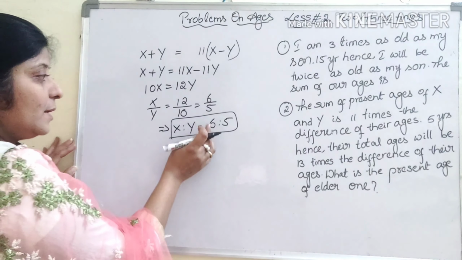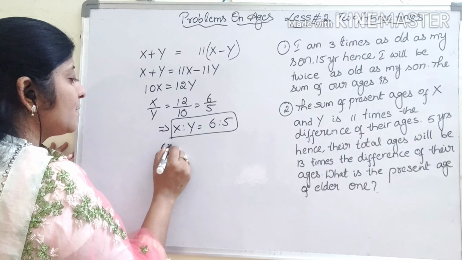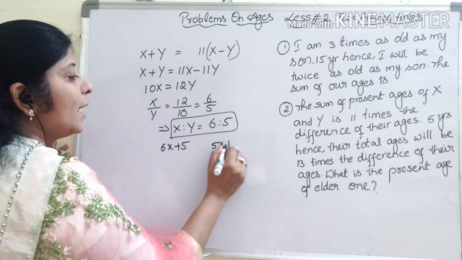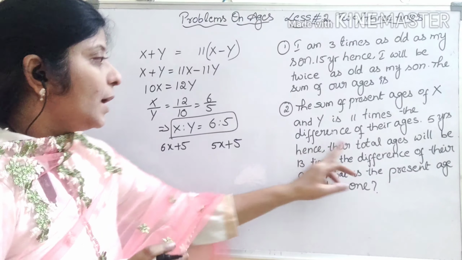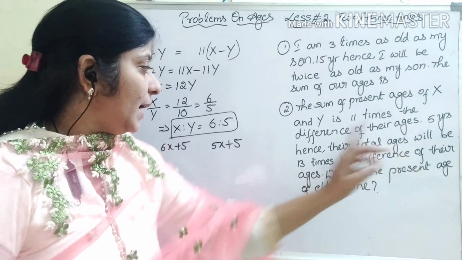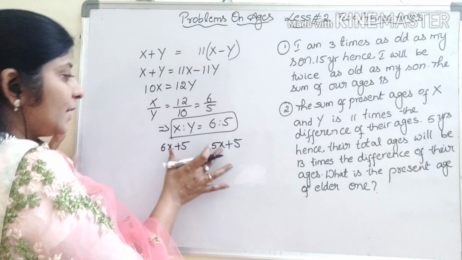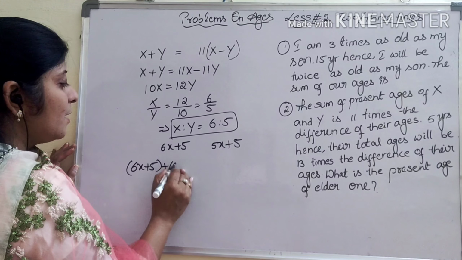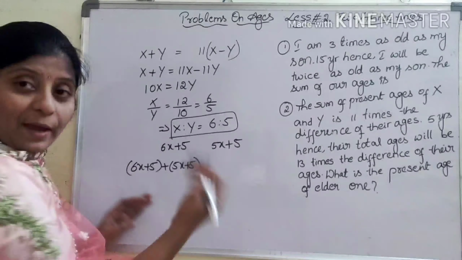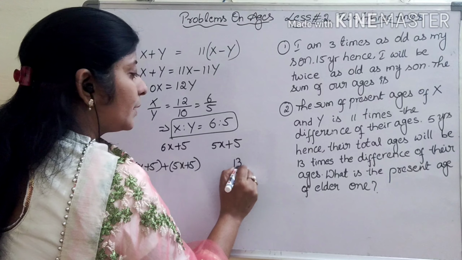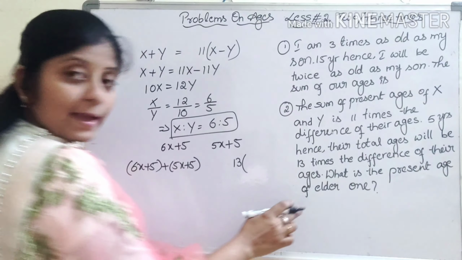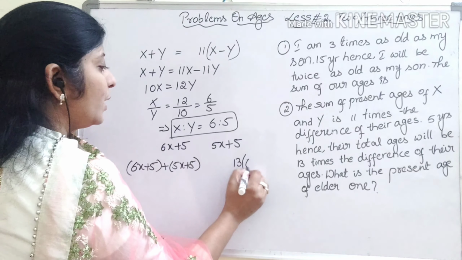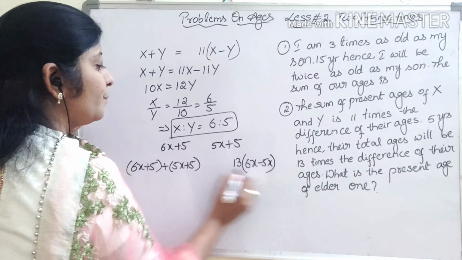After 5 years means the present ages we have 6x and 5x. After 5 years the ages will be 6x plus 5 and 5x plus 5. Their total ages will be 13 times. First of all, these total ages 6x plus 5 plus 5x plus 5 will be 13 times the difference of their ages. Difference of these ages, 5 gets cancelled, we will get only 6x minus 5x.